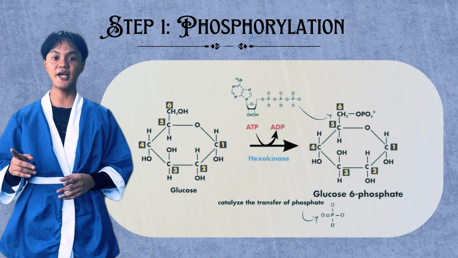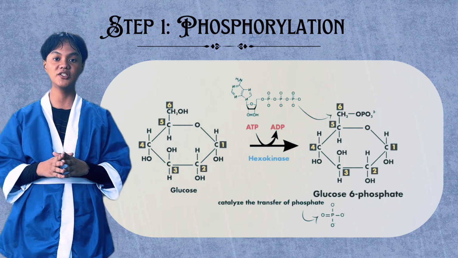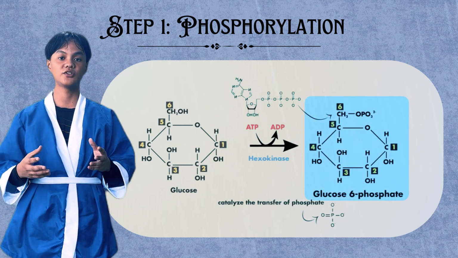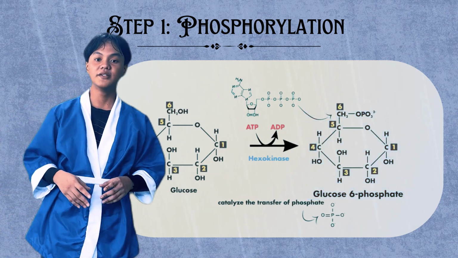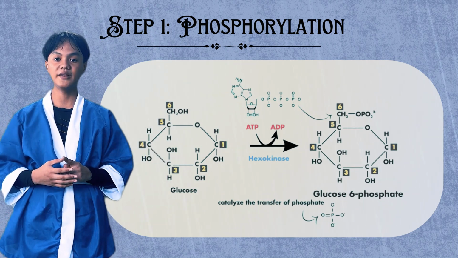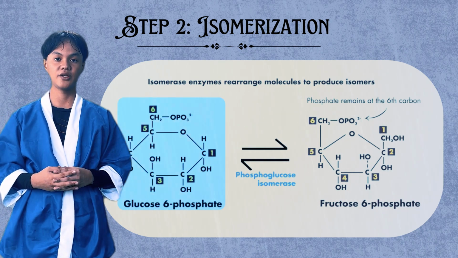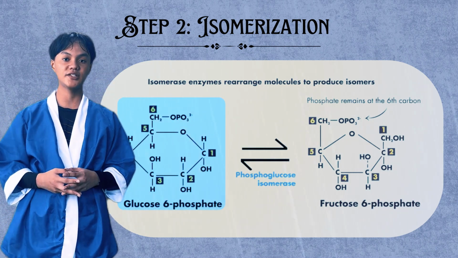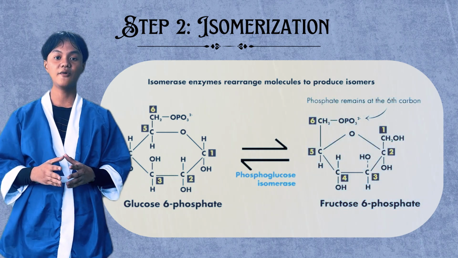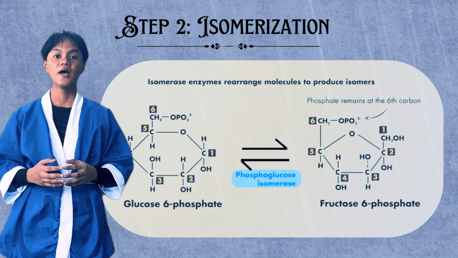In this step, an enzyme, hexokinase, adds a phosphate group to carbon 6 of glucose, turning it into glucose 6-phosphate. This process uses one ATP molecule to provide the phosphate group. Second is the isomerization, where glucose 6-phosphate is converted into fructose 6-phosphate in a reaction catalyzed by the enzyme phosphoglucoisomerase.